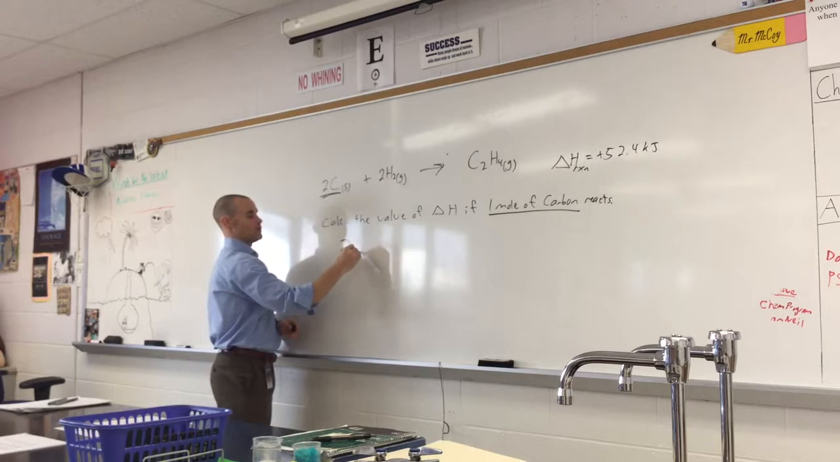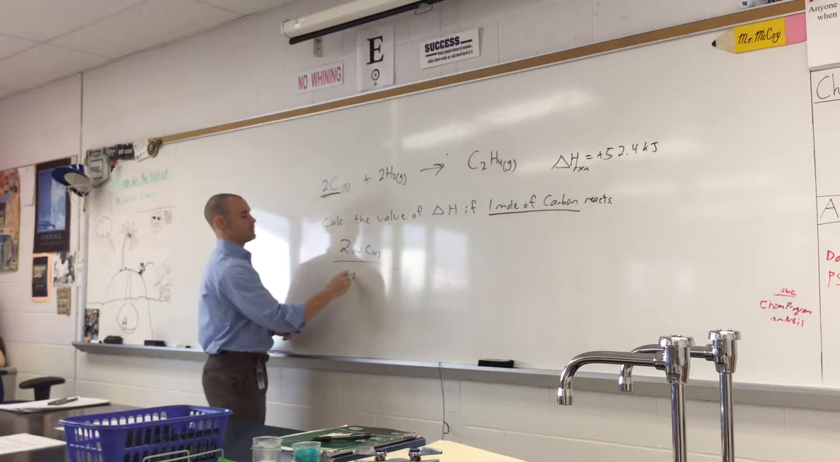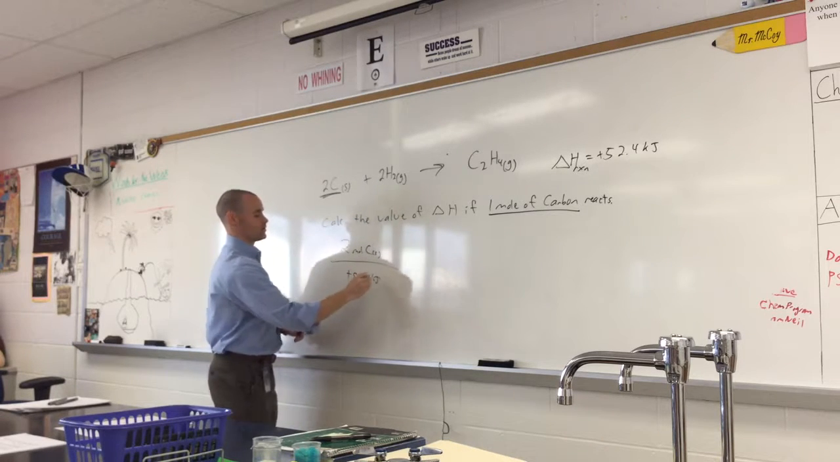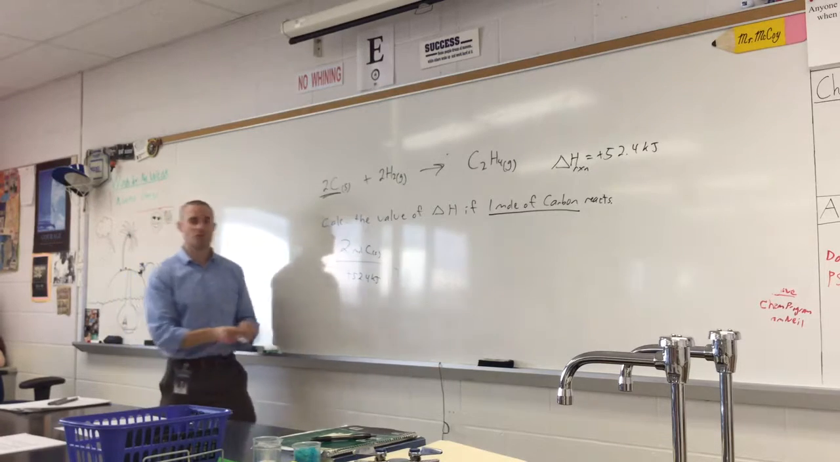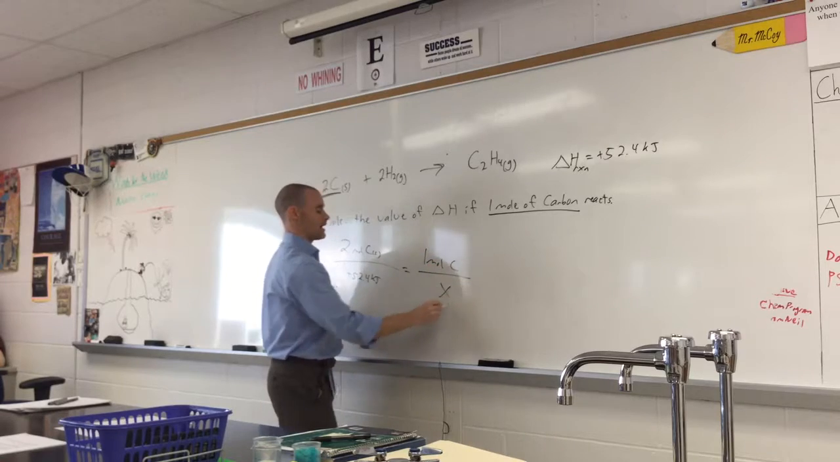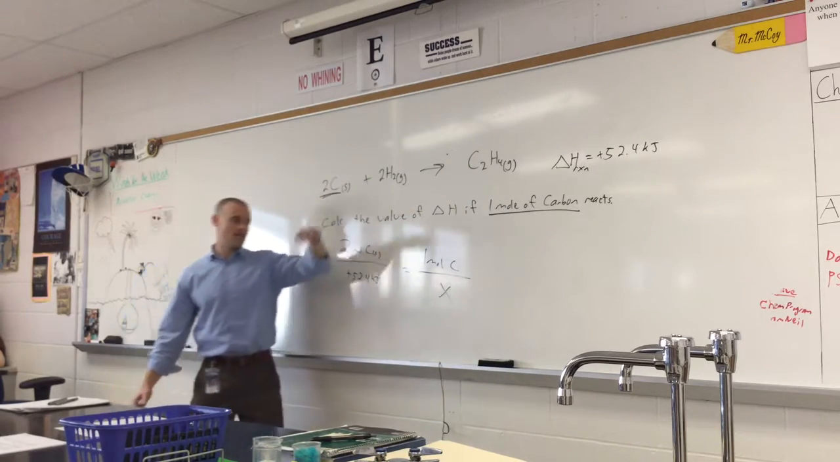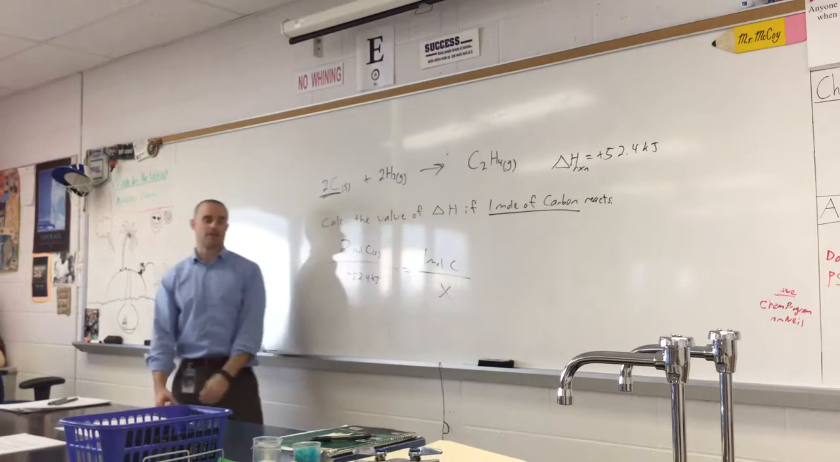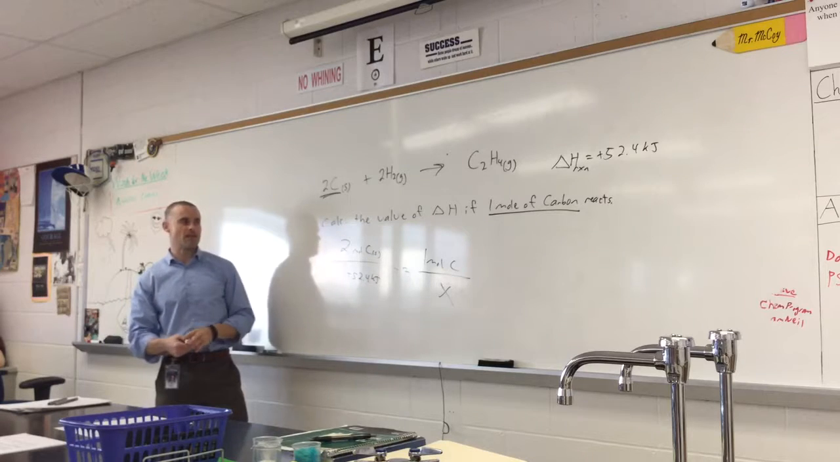2 moles of C solid over positive 52.4 kilojoules. So that's my half of my proportion. 2 moles needs 52.4. So 1 mole of carbon needs X. Just like 1 car needs 4 tires, 100 cars would need X. That's another way to explain it. I'd use cars just because it's something easy that you understand.